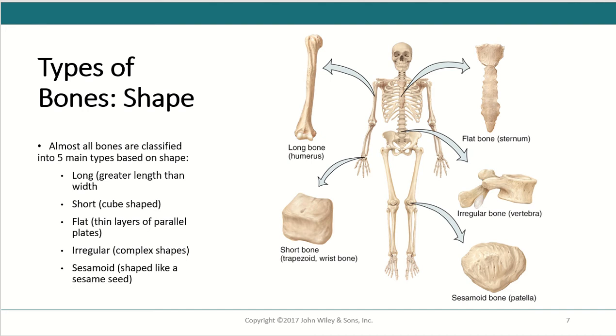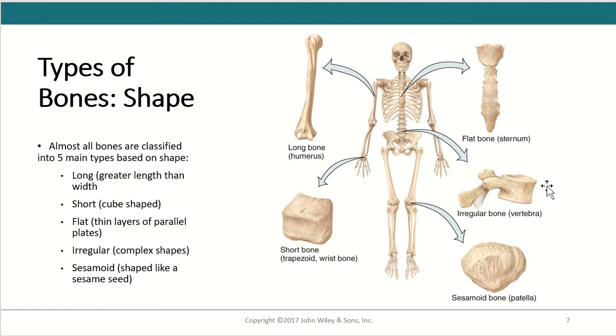Irregular bones are going to have just sort of a wonky, kind of crazy, irregular shape, hence the name. These also just have complex shapes. They're not just symmetrical or anything like that. The vertebrae are a great example of an irregular bone.